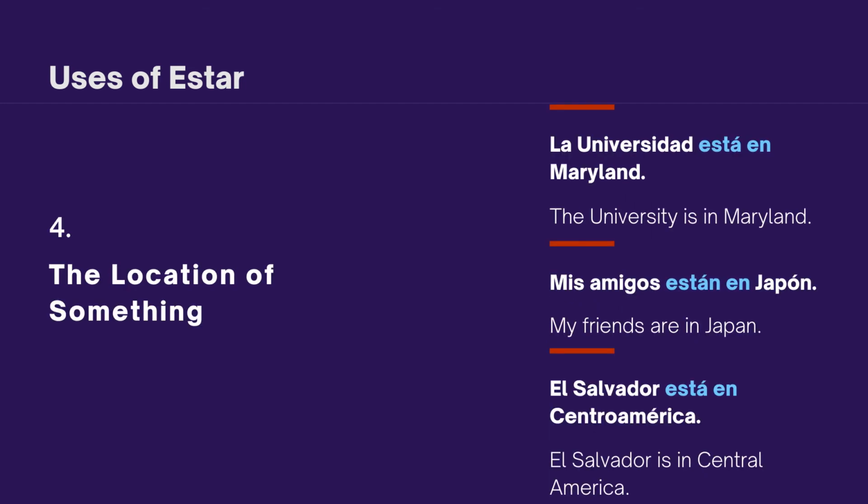The fourth use of Estar is the location of something. These are the examples. La universidad está en Maryland. The university is in Maryland. Mis amigos están en Japón. My friends are in Japan. El Salvador está en Centroamérica. El Salvador is in Central America. Okay, so basically the location of anything. That's when you use Estar.